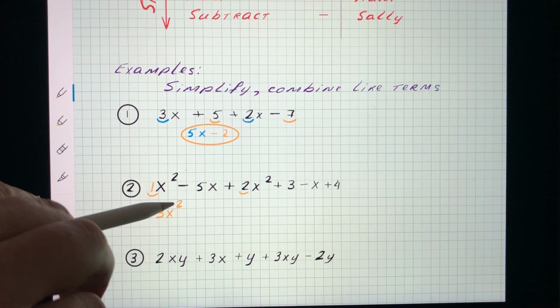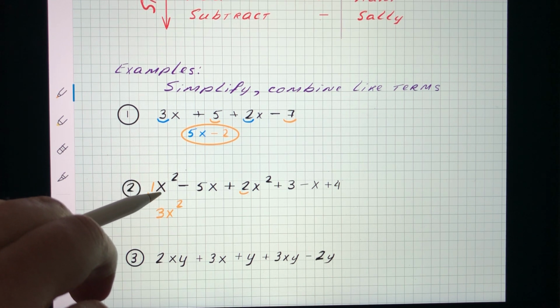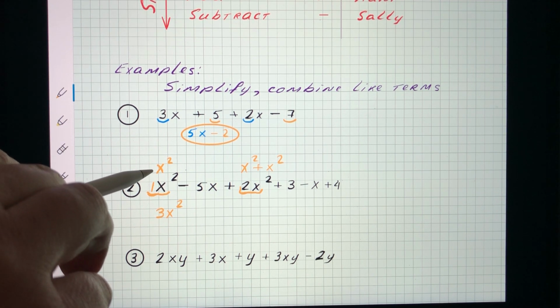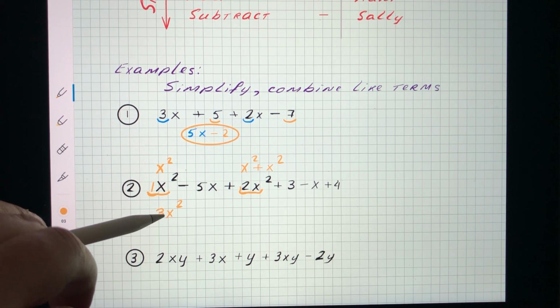Notice that the power does not change because we're not multiplying, we're simply counting how many of the x squared we have. The first term says that we have 1x squared, and this term says that we have 2x squared. Literally, it means x squared plus x squared. So we're counting how many of the x squared we have. 1, 2, 3. So 3x squared, that's what that answer means.